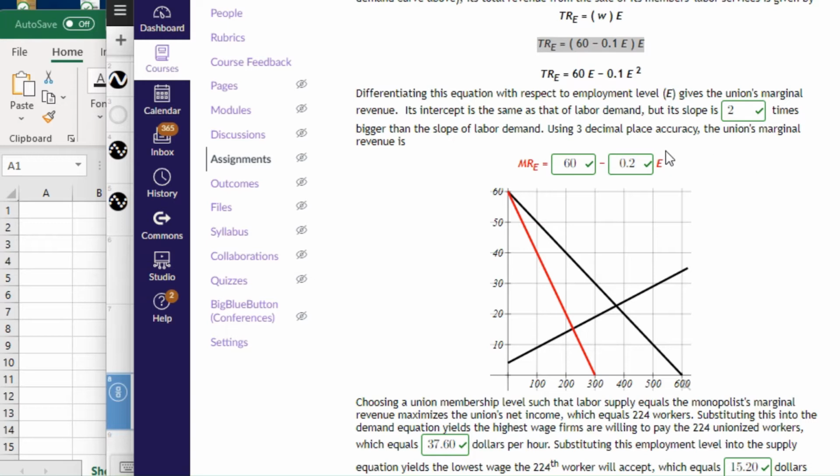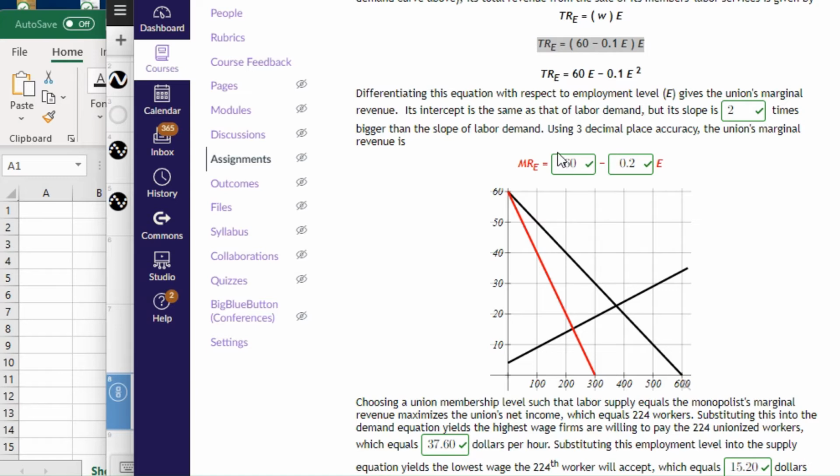Okay, so the moral of the story here is that the marginal revenue line in any monopoly model is going to have the same intercept as the demand curve, but it's just going to be twice as steep, right? It's going to be twice as steep, right? So that's the moral of the story. Twice as steep, 2 times bigger than the slope of labor demand, but with the same intercept, right?